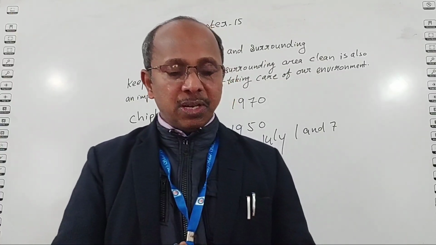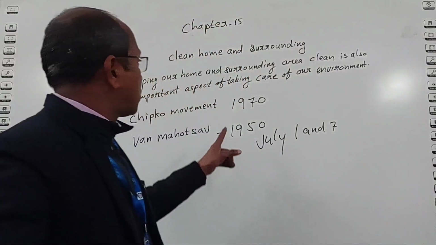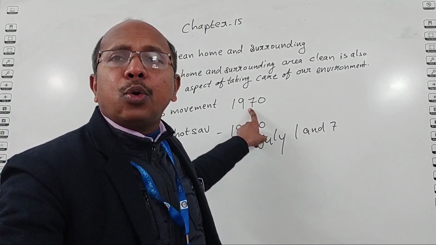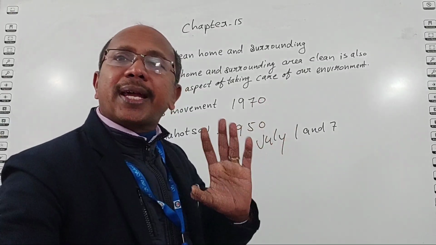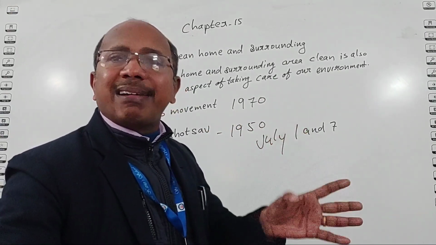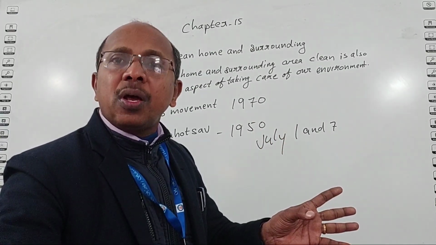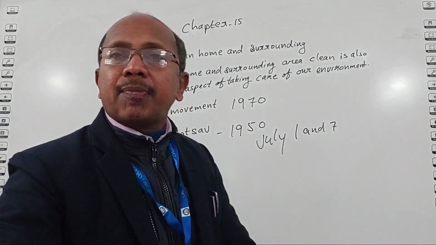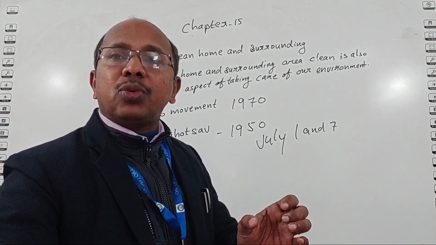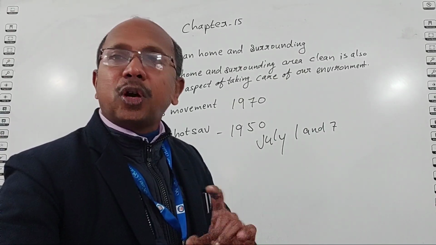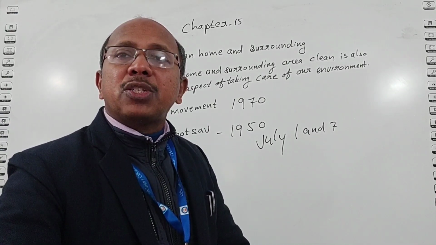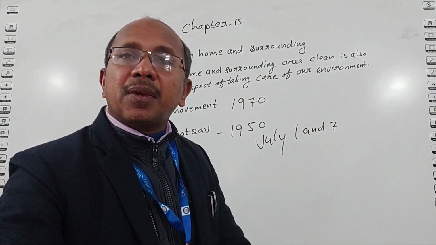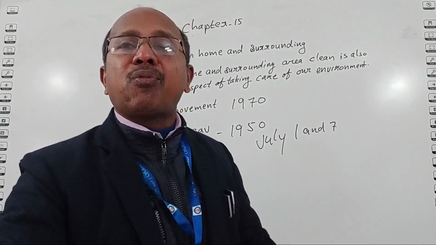Next, two movements were included. The Chipko movement was introduced in 1970. In which state was it introduced? The Uttarakhand state, because some contractors came and started cutting many trees. If many trees are cut, we can't protect our environment. So they protested against the cutting. Some leaders stopped them, saying there was no need to cut these areas. In this way they even started to give their own lives.